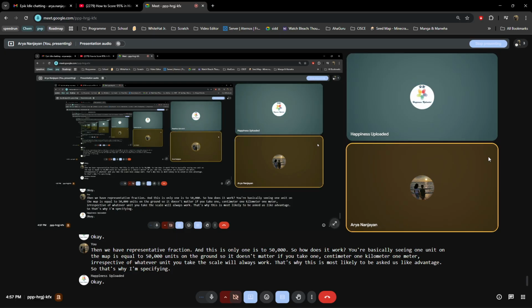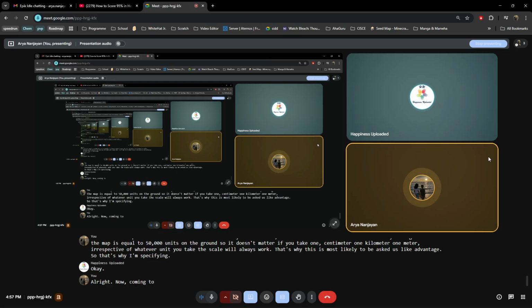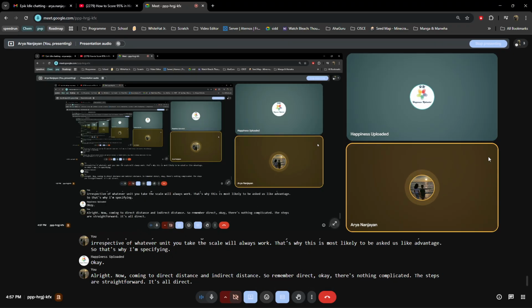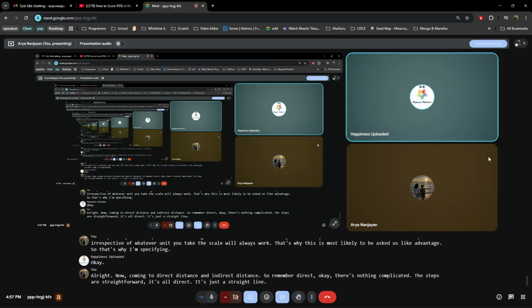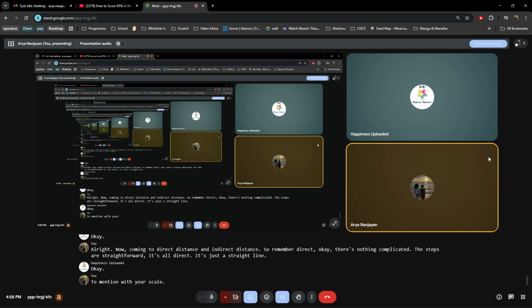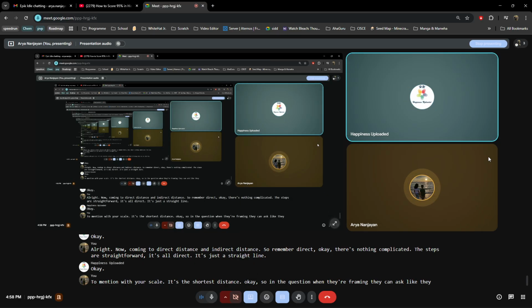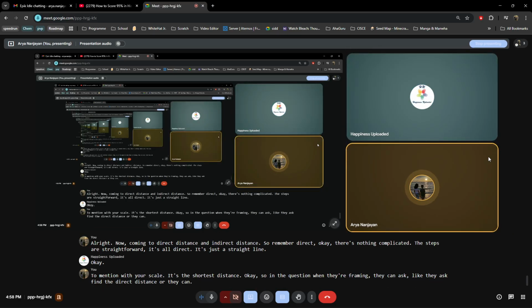Now coming to direct distance and indirect distance. So remember, direct, there's nothing complicated. The steps are straightforward. It's just a straight line. You have to measure with your scale. It's the shortest distance. So in the question when they're framing, they can directly ask find the direct distance, or they can ask using crowfly method calculate the distance, or they can also ask shortest distance.